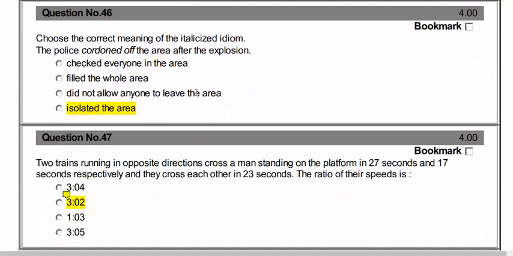Choose the correct meaning of the utilized idiom. The police cordoned off the area after the explosion. Option D is the right one. Isolated the area. The police isolated the area after the explosion.